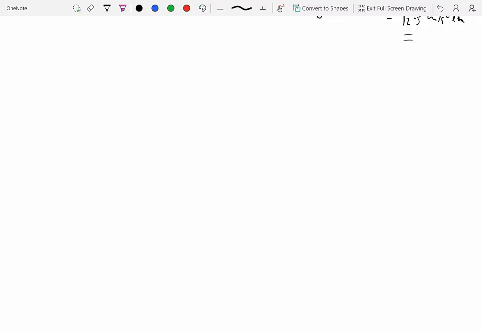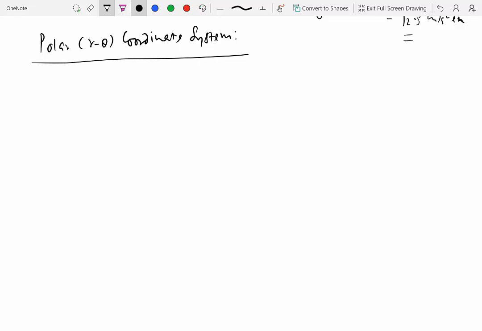The second kind of curvilinear coordinate system that is often employed in analyzing the motion of particles along a curved path is called the polar coordinate system. Okay, so polar, also called the r theta coordinate system. So what is a polar coordinate system?